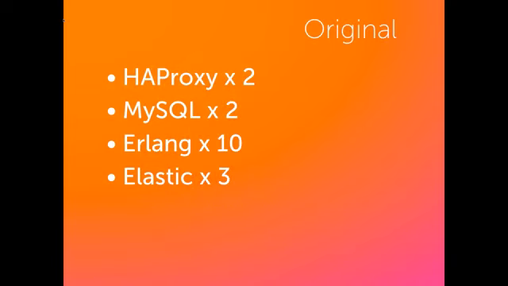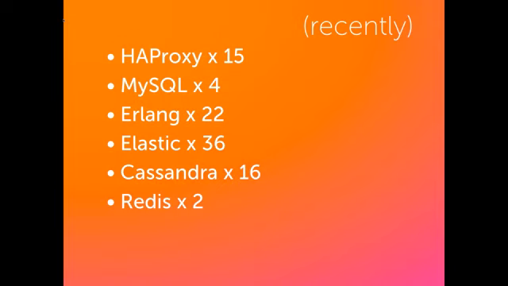So originally we launched, before we added a lot of those databases, we had a couple of HAProxy servers, a couple of MySQL servers, some Erlang servers, and before we've done a lot of optimization, and then a bit of Elastic. At this point, we have a lot of servers, and I think this is probably a little bit behind, but we have about 20 to 30 Erlang servers and a number of Elastics and Cassandras and Redises.